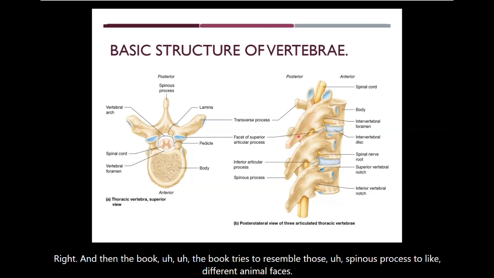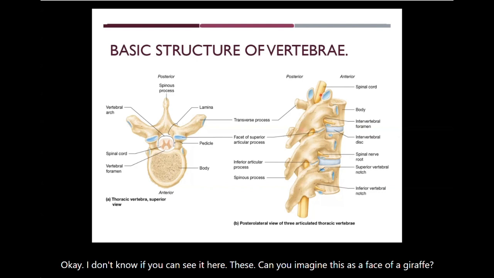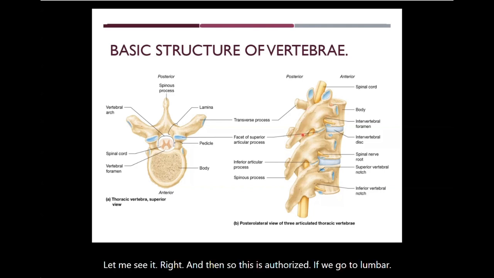And the book tries to resemble those spinous processes to different animal faces. I don't know if you can see it here. Can you imagine this as the face of a giraffe? You see it, right? So this is a thoracic. If we go to lumbar, lumbar is going to be shorter and thicker.